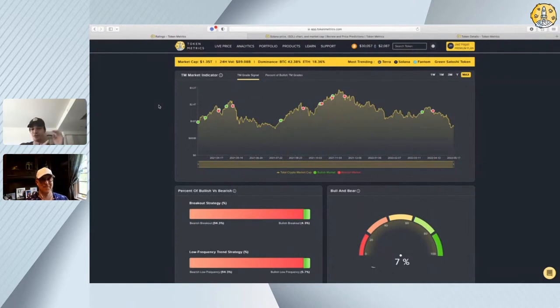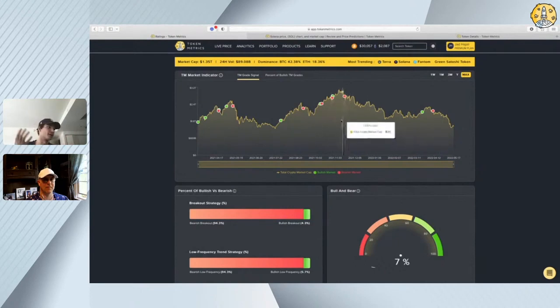So I'm going to start off by going through all the features with a short explanation. First of all, the first feature is the TM market indicator. Now, this indicator, we've been sending it out in our weekly newsletters for our customers for a pretty long time now. But now it's on the website. The way this indicator is built, it's just looking at all the TM grades we have on our system and trying to imply whether we are bullish or bearish on the total market as a whole.